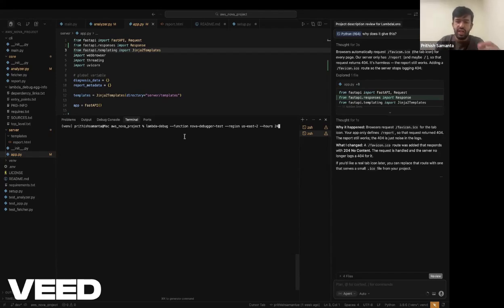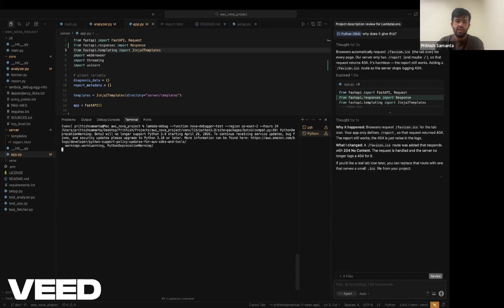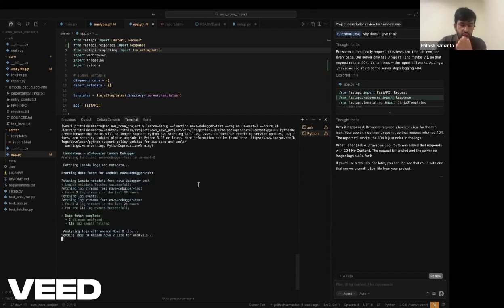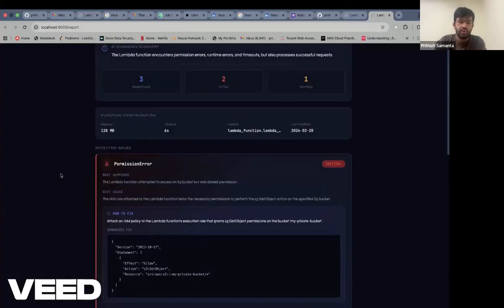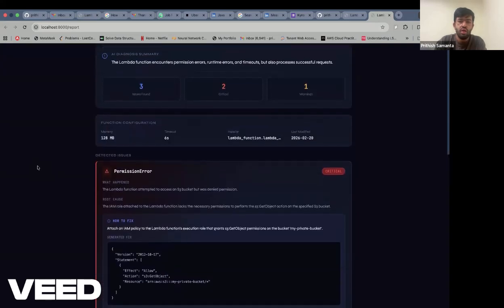Here, I'm going to run the tool. It takes the function name, the AWS Lambda function, the region, and the number of hours before of logs you want to check. So let's run this. This fetches the logs and generates a report. This is the report.